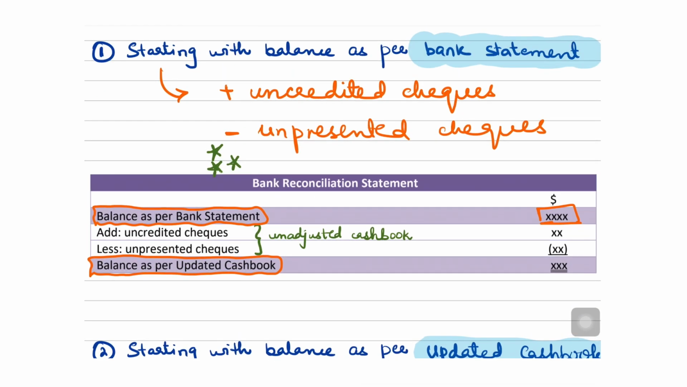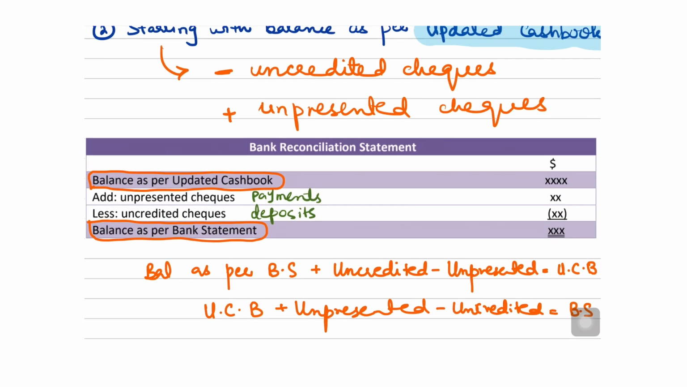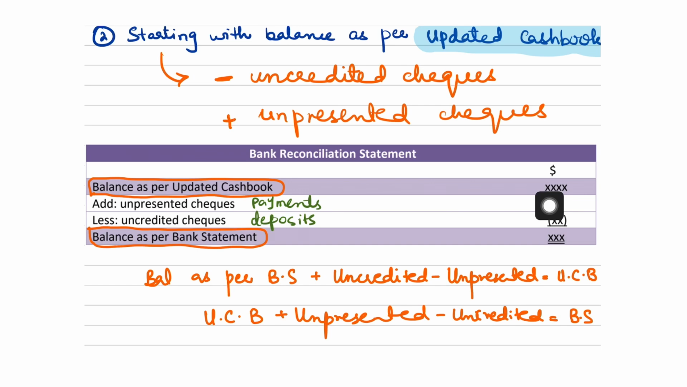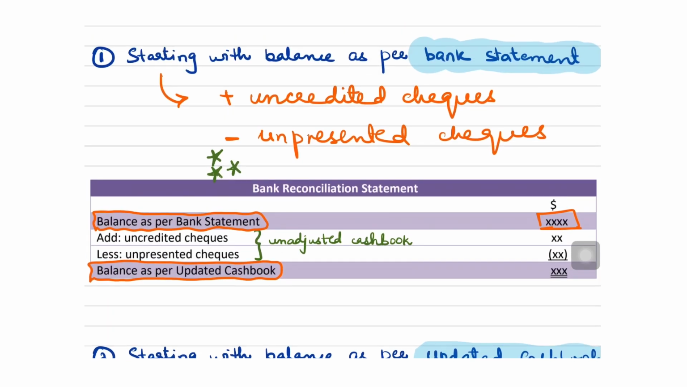If you just remember one method, usually the first one is easier to remember, that we start with the balance as per bank statement, you can easily remember the second as well: if the information is such that you have to start with the updated cash book balance, add unpresented, subtract the deposits, and then we will arrive at the balance as per bank statement, right? So this is how we adjust all the entries in the bank reconciliation statement or in the updated cash book. And in the next video we will solve a question so that we can apply all the knowledge that we have studied so far, and then it will give you a much clearer picture of how the two are made.